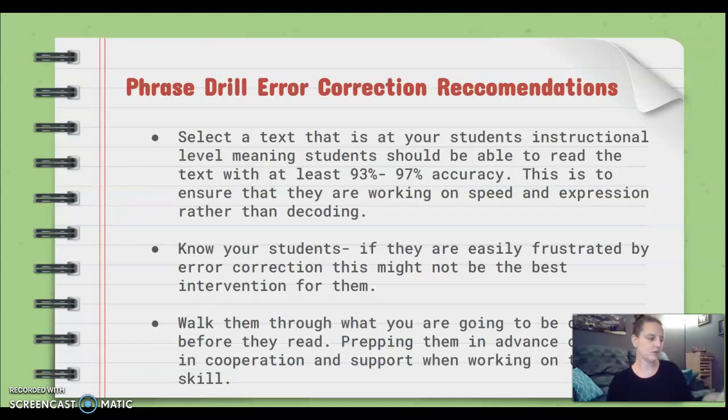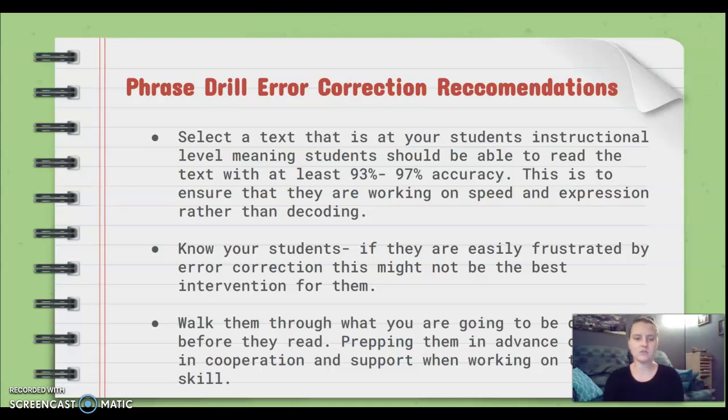And then just some recommendations for when you choose this as a strategy for your students. The biggest thing that I saw in my research and learning about this strategy was that you have to ensure that the text you're using with your students is at their instructional level. And what that just means is that the student can read the text with 93 to 97% accuracy. And this is just to ensure that the focus is on speed and expression rather than decoding. So you just want to be thoughtful with your text selection.